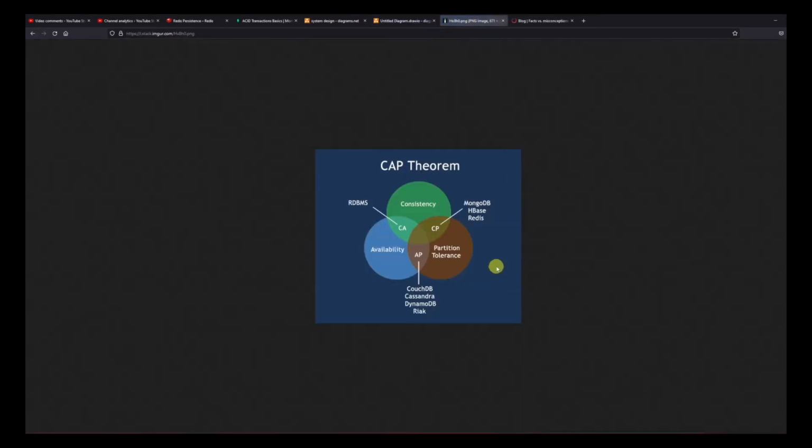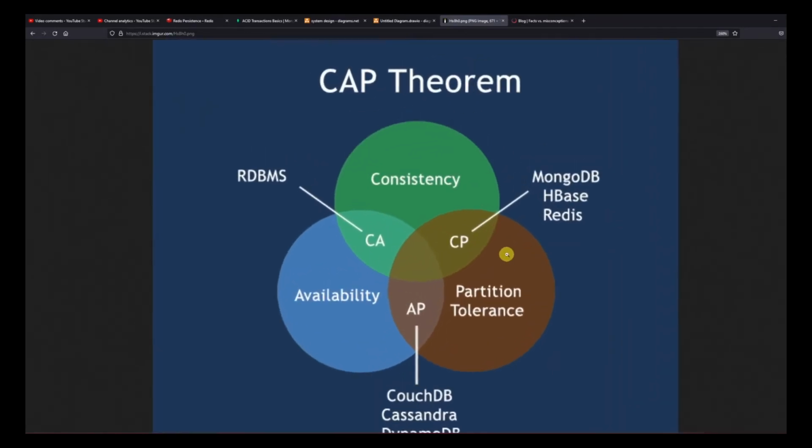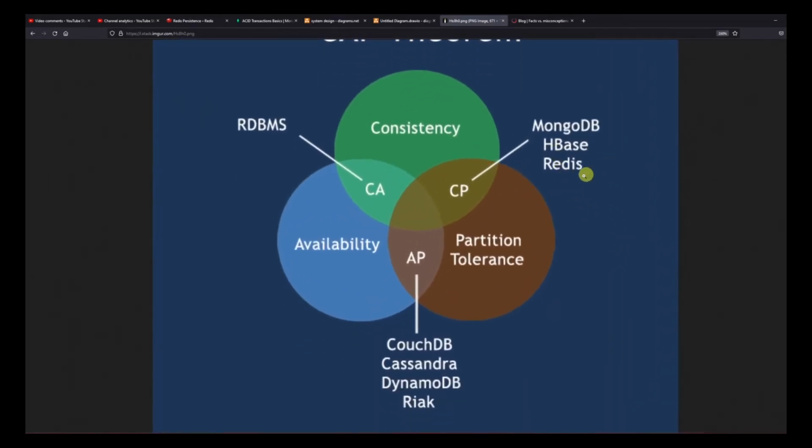You can see in this diagram that you have Mongo, HBase and Redis, which are consistent and partition tolerant. And we have Couchbase, Cassandra, Dynamo, Riak, which are available and partition tolerant. And here is our RDBMS, which is consistent as well as available. So you must be thinking, what about this spot over here? This is a no man's land. You cannot have anything over here. The moment you choose partition tolerance, you have to choose between consistency and availability.